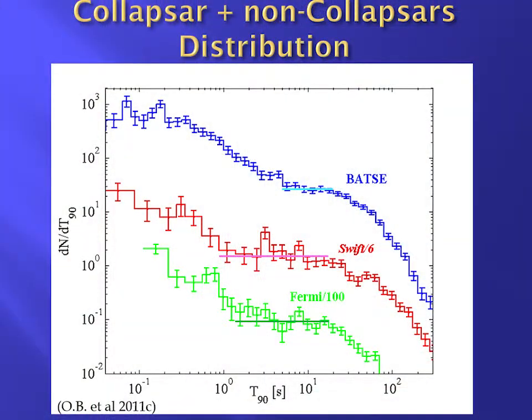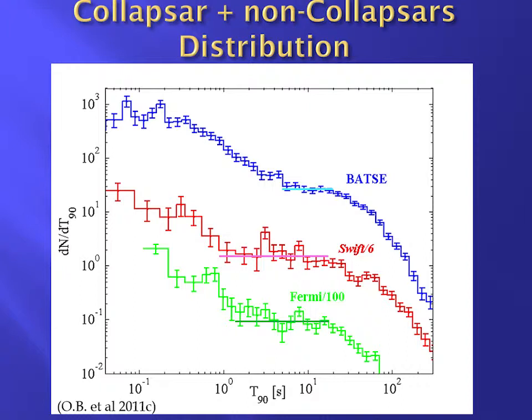Do we see this plateau in other gamma ray burst satellites? The answer is yes. Here I plot the duration distribution of the 3 major GRB satellites, BATSE, Swift, and Fermi. They are just renormalized in order to fit in the same graph. In all these distributions, we do see a plateau between a few seconds to a few dozens of seconds.